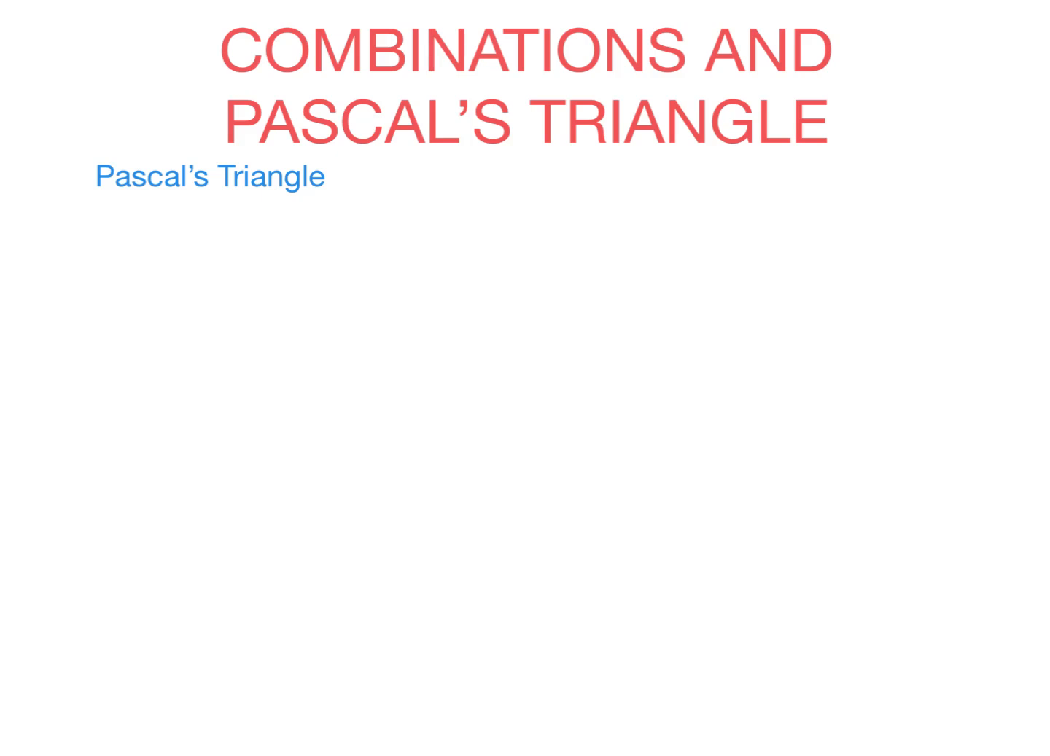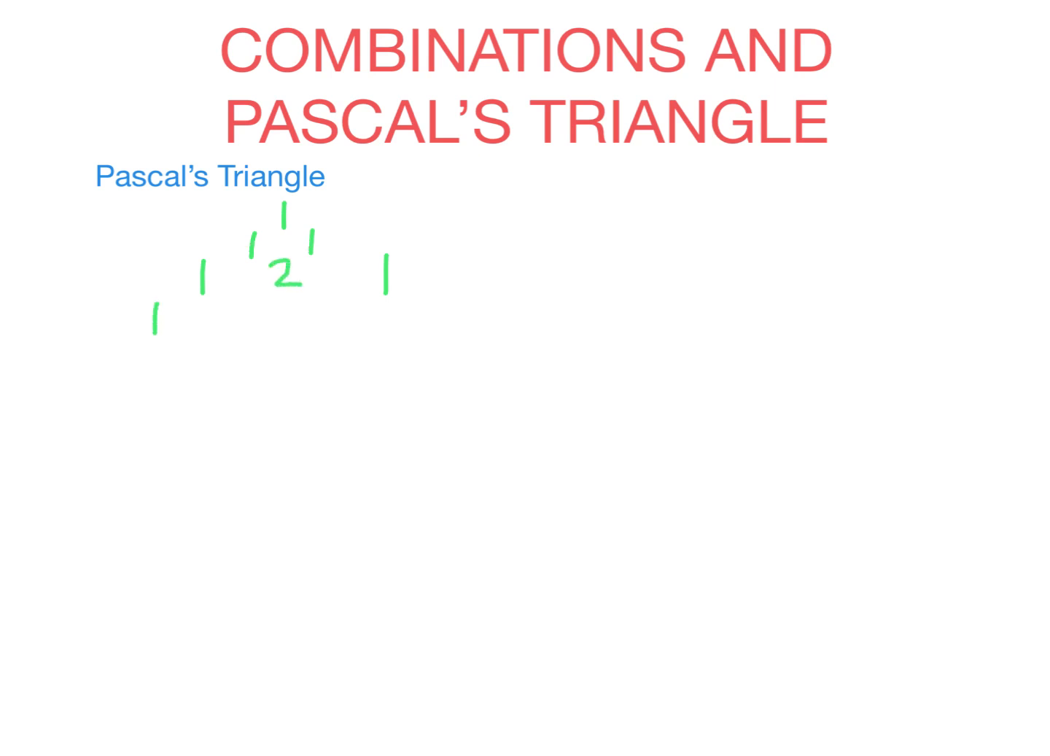Thank you so much for tuning into this video in which we will look at how combinations link with Pascal's triangle. So Pascal's triangle is this: you start with a 1 and then the next row has two 1s. For each subsequent row, you have a 1 at the start and the end. And we add these two to get the number between them. So 1 plus 1 is 2.